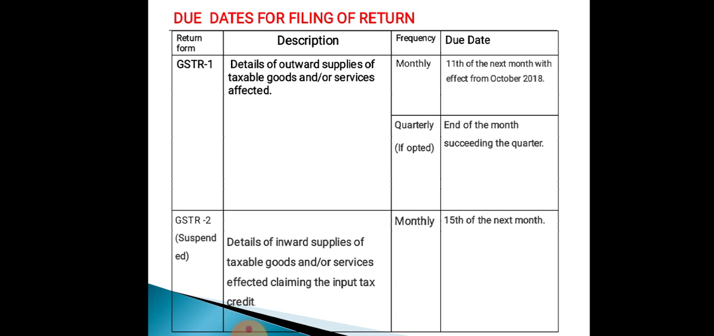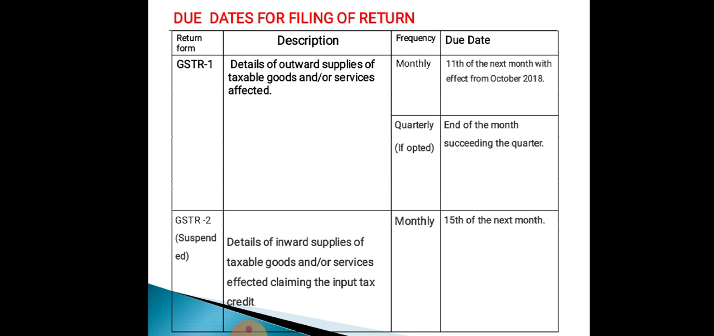GST return 1 is a monthly or quarterly return that should be filed by every registered dealer. It contains details of outward supplies, that is sales. Frequency: monthly. Due date: 11th of next month, effective from October 2018. Quarterly: end of the month succeeding the quarter.